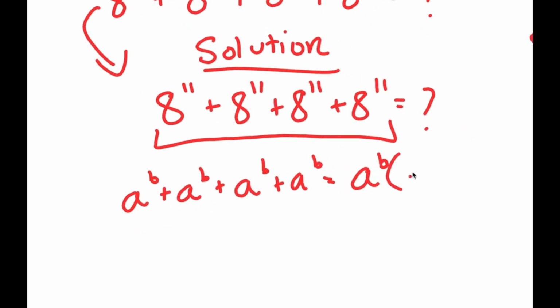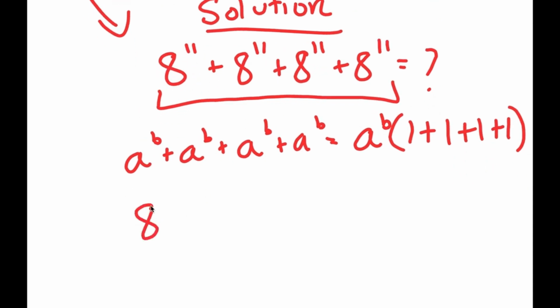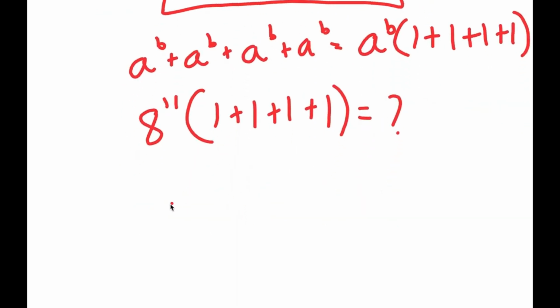So I get a to the power of b times, well, a to the power of b divided by itself is 1. So I get a to the power of b times 1 plus 1 plus 1 plus 1. So in this case, I have a to the power of 11 plus itself 4 times. So I can factor out a to the power of 11, and I get a to the power of 11 times 1 plus 1 plus 1 plus 1. And now 1 plus 1 plus 1 plus 1 is equal to 4. So I get a to the power of 11 times 4.